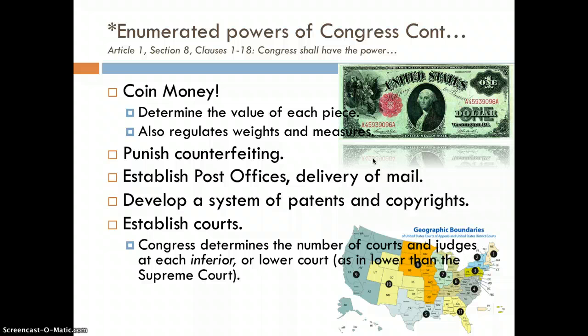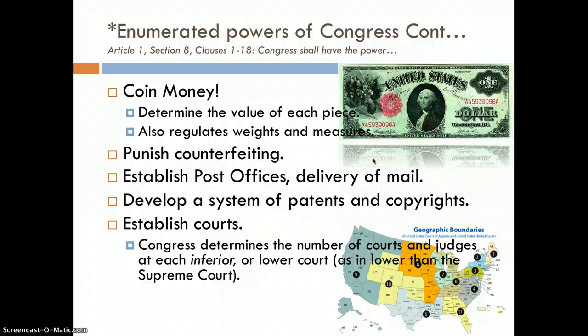They established post offices and delivery of mail, which seems kind of unimportant to us now, but it was really, really important to the founders to have a secure post office system. It is one reason that it's such a big crime to tamper with the mail. It's a federal crime to do anything that would mess with mail delivery. They develop a system of patents and copyrights so that people can receive compensation for their new ideas and encourage the development of new inventions.